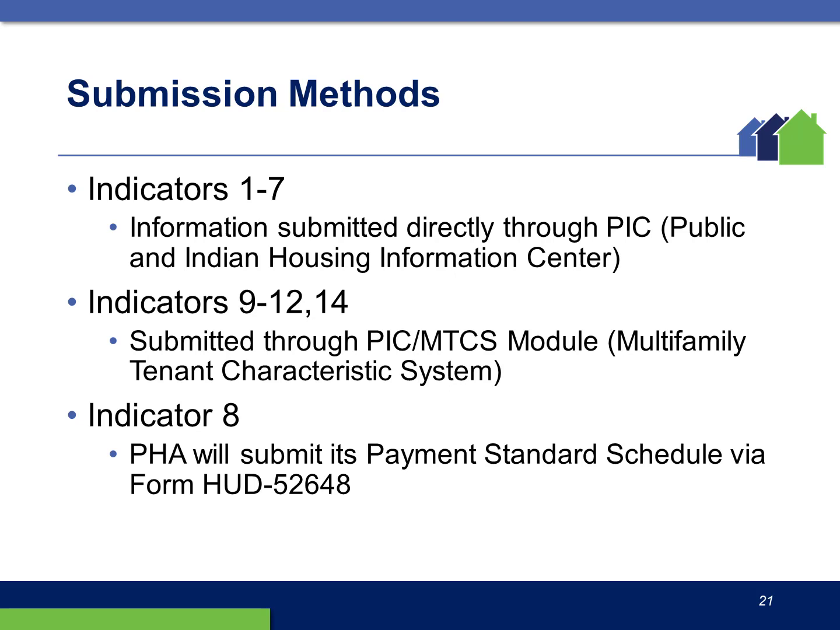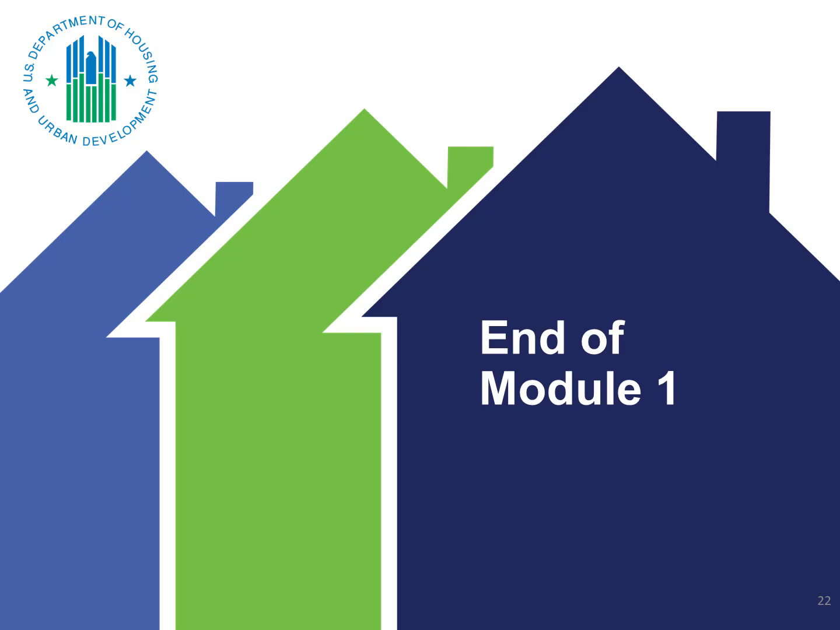Indicators 1 through 7 are submitted directly through PIC. Indicators 9 through 12, as well as Indicator 14, are submitted through the PIC MTCS module. Indicator 8 is submitted via form HUD 52648. This ends Module 1.